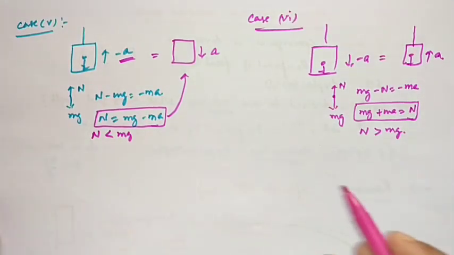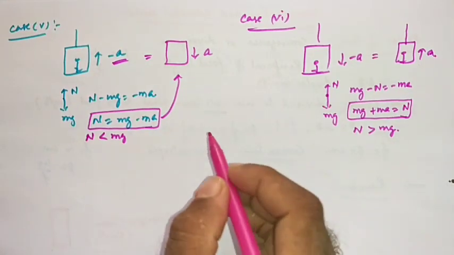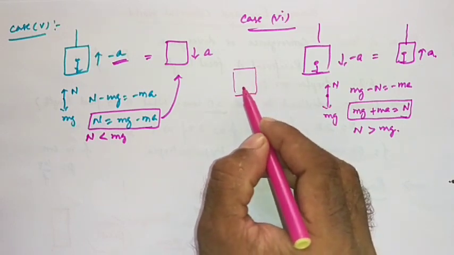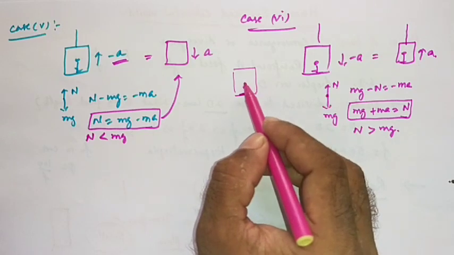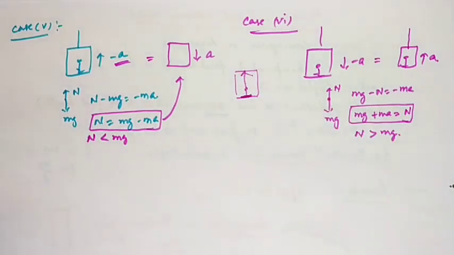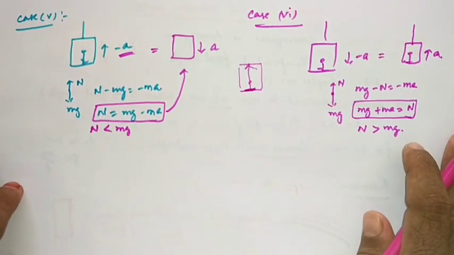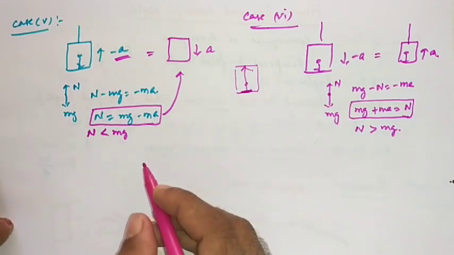Understood? So these are some of the possible cases. When a lift is freely falling, you will not be in contact with the floor. You will be floating and you will be hitting the top of the elevator or lift. Clear? So in this way one can solve the problems based on free body diagrams, connected bodies, pulleys and apparent weight and so on.